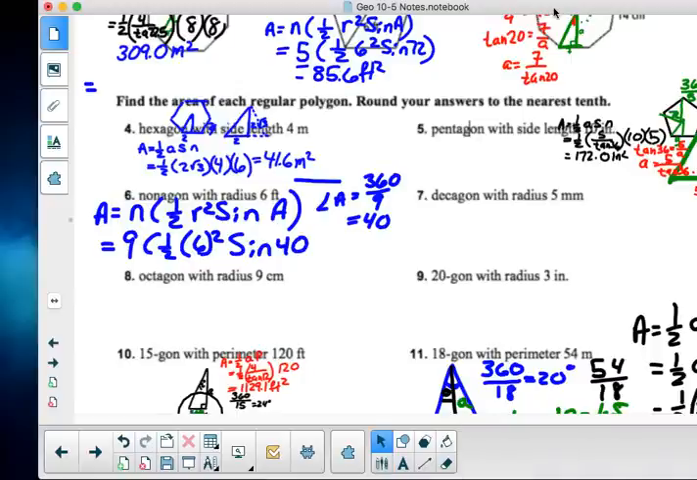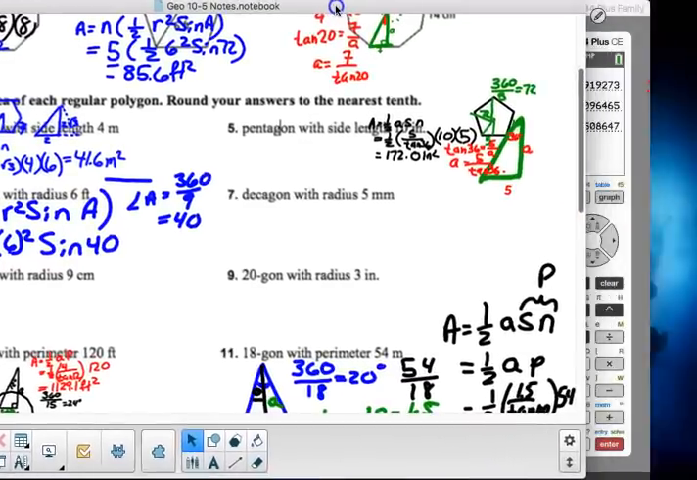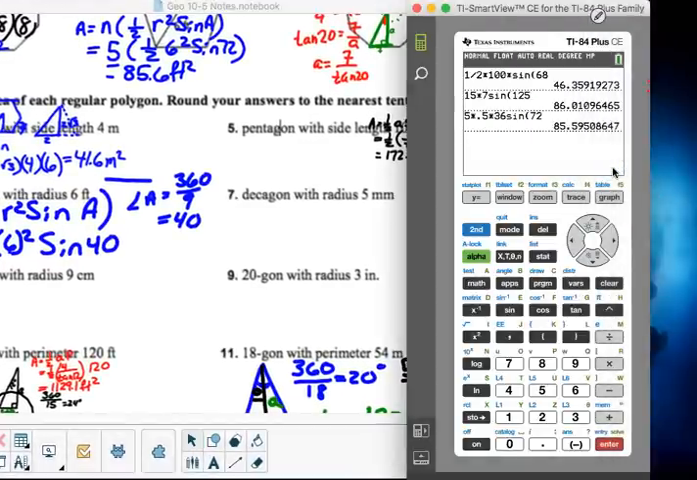And I pop that in my calculator. So I've got 9 times 0.5 times 6 squared times sine of 40. That's 104.1.